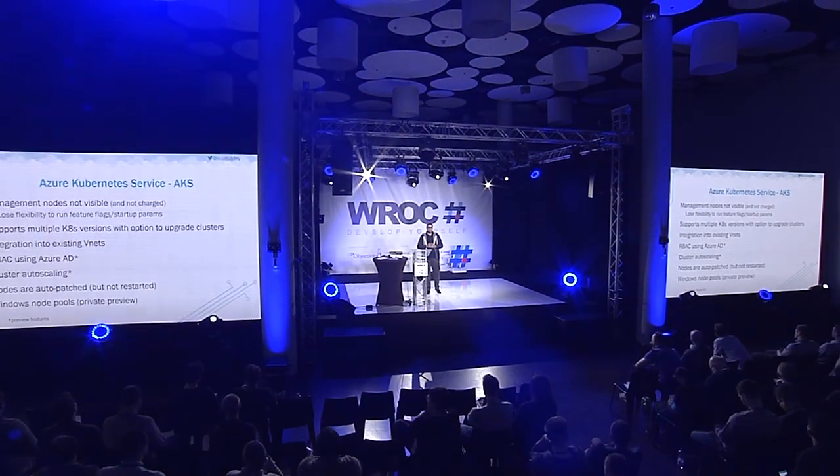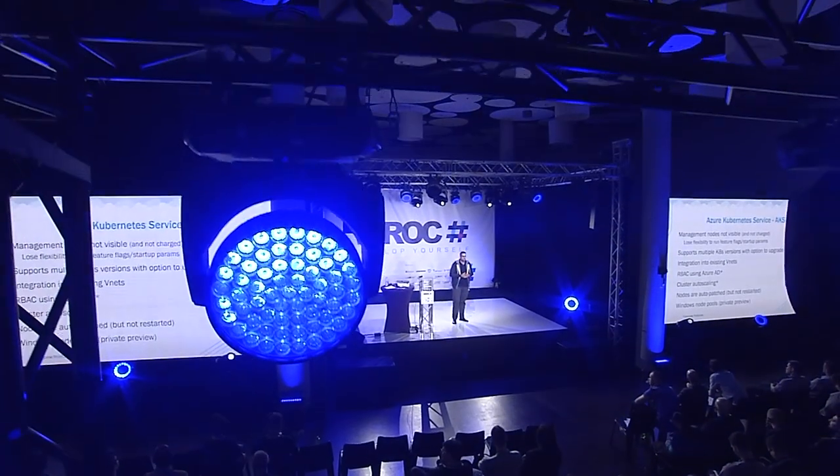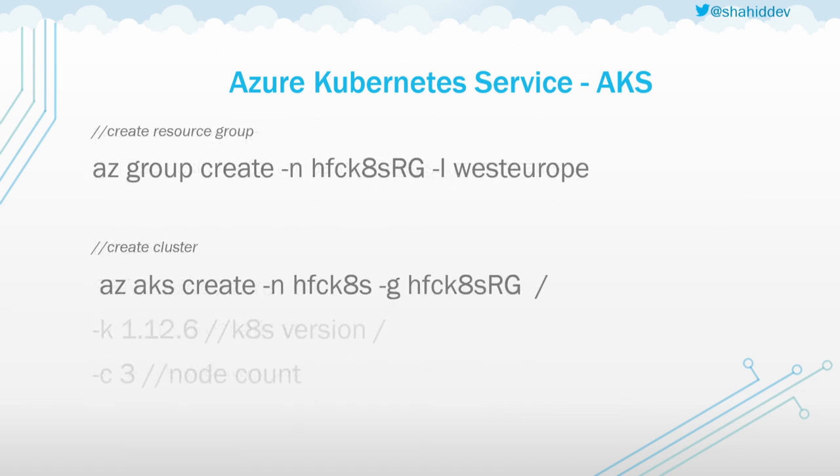And finally, Windows nodes. I mentioned Windows nodes went GA on Monday. So there's a private preview at the moment on AKS for having node pools made of Windows Server. Not publicly available at the moment. But to create an AKS cluster, it's actually really straightforward from the command line. So the first line is basically creating a resource group, what you do in Azure for everything.